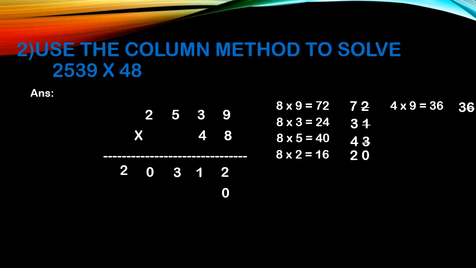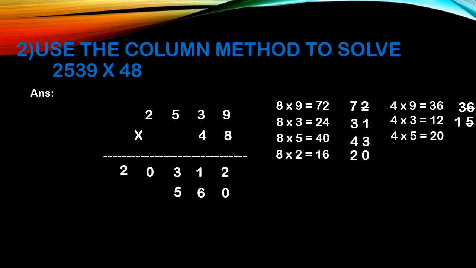So 4 9s are 36. So we have to put 6 here. Then 4 3s are 12. So 12 plus 3, we have to regroup. Don't forget to regroup these numbers, otherwise your answer will be incorrect. So 12 plus 3, 15. So write 5 here.